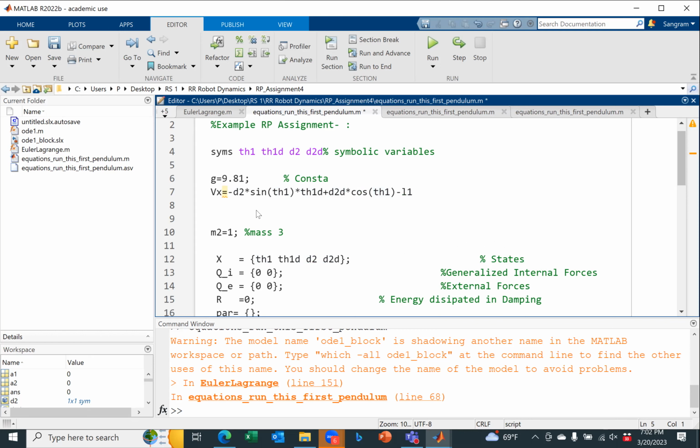So I need to specify what L1 is. L1 is equal to 1. L1 sine theta 1, theta 1d.